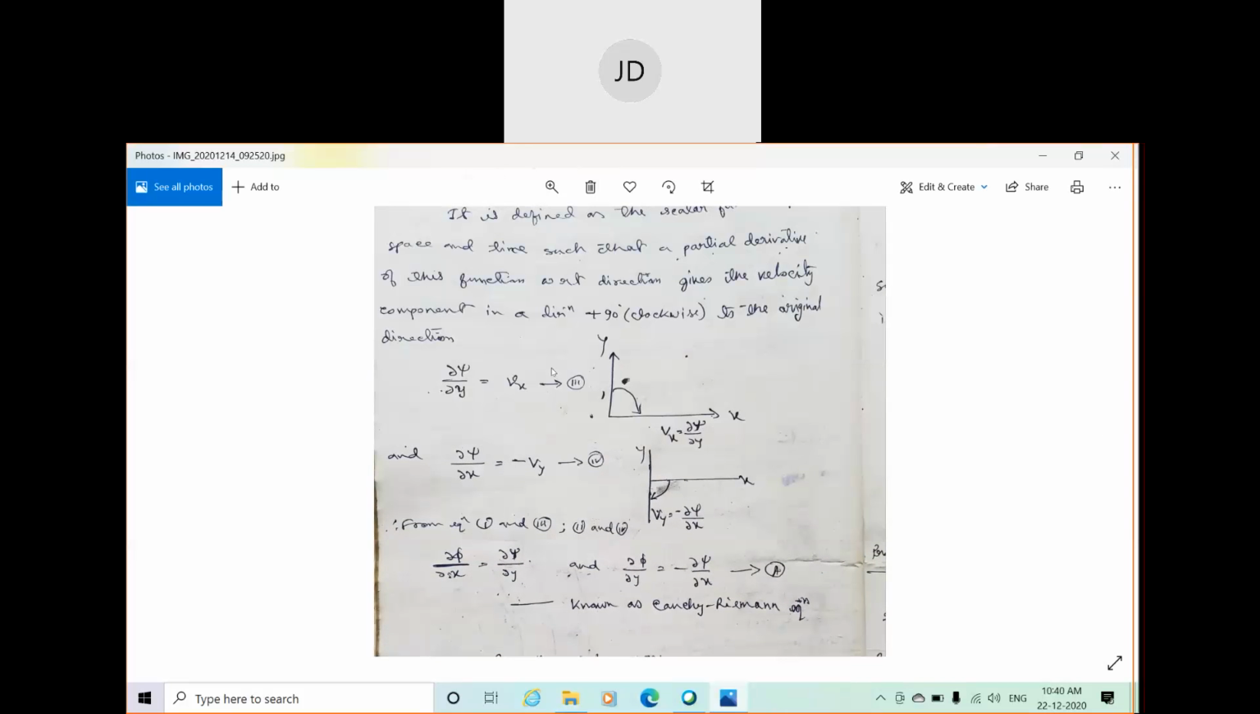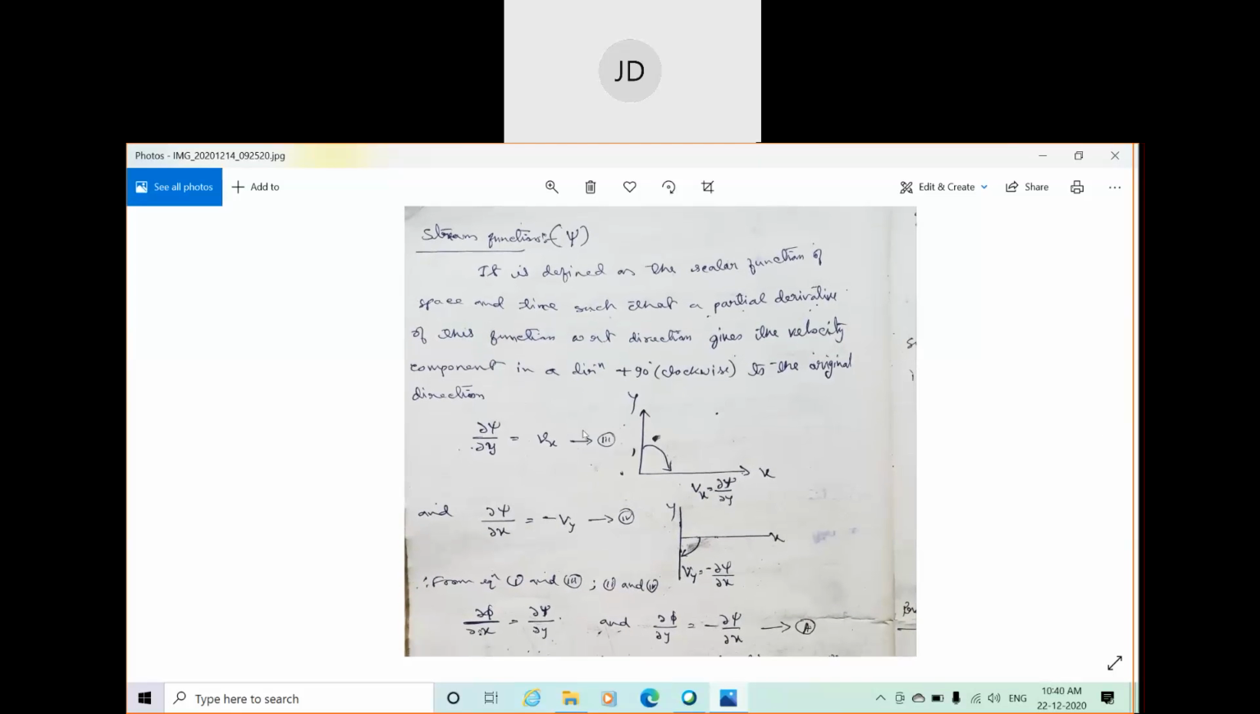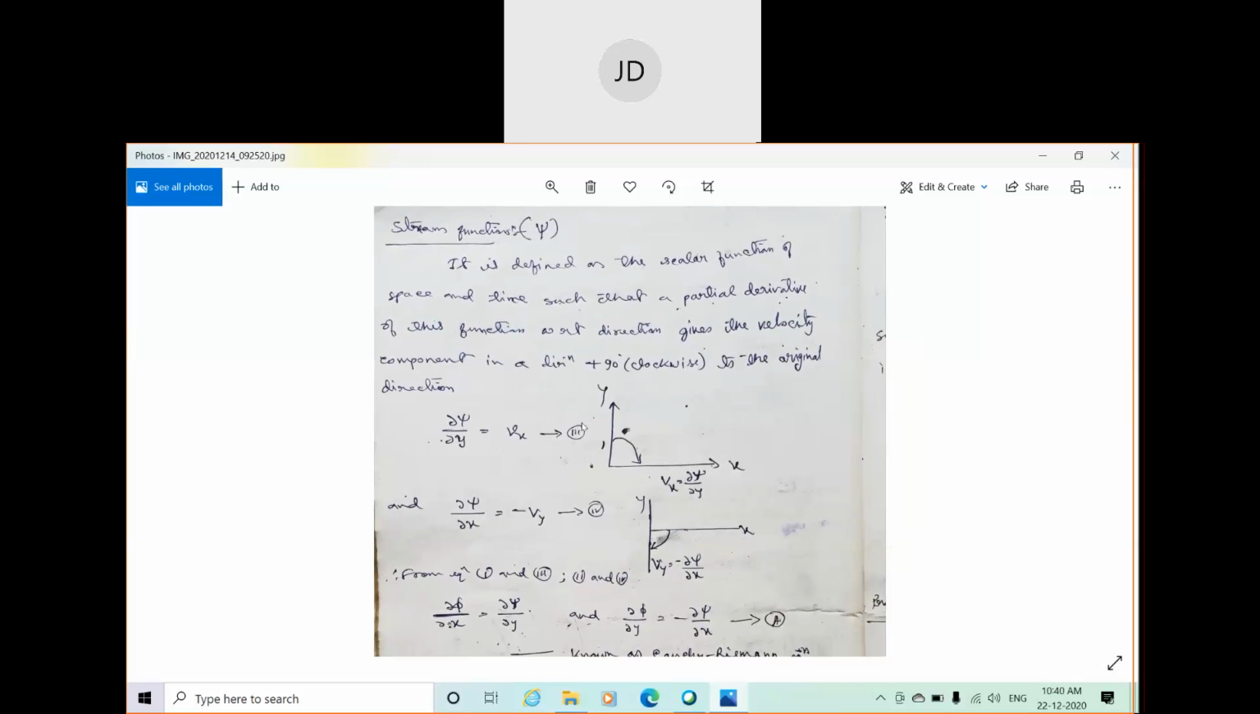If you can understand the velocity potential, it is also easy to understand the stream function. Now it looks similar, the definition. Stream function is also a mathematical term. Stream function is denoted by this symbol xi.